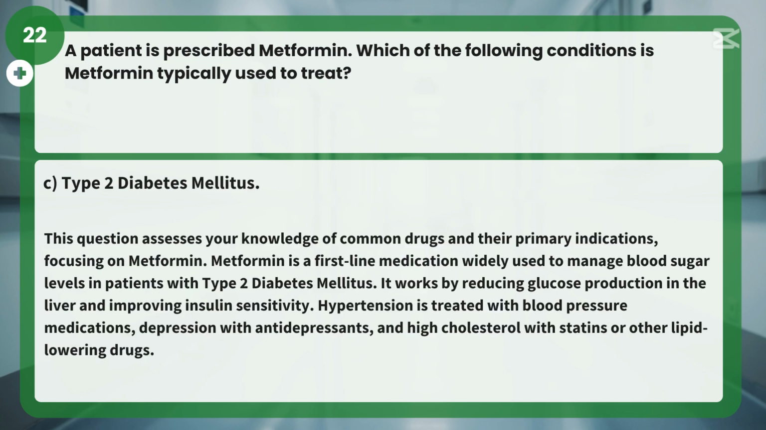Answer: C. Type 2 diabetes mellitus. This question assesses your knowledge of common drugs and their primary indications, focusing on metformin. Metformin is a first-line medication widely used to manage blood sugar levels in patients with type 2 diabetes mellitus. It works by reducing glucose production in the liver and improving insulin sensitivity. Hypertension is treated with blood pressure medications, depression with antidepressants, and high cholesterol with statins or other lipid-lowering drugs.